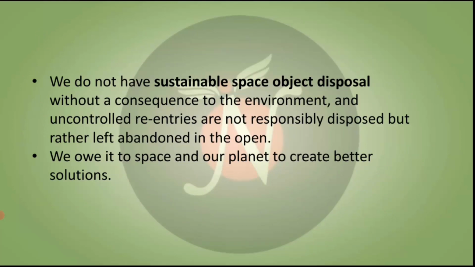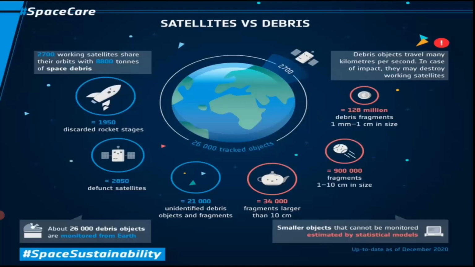We do not have sustainable space object disposal without a consequence to the environment, and uncontrolled re-entries are not responsibly disposed of but rather left abandoned in the open. We owe it to space and our planet to create better solutions. I have given you an illustration here to show you that there are currently 2700 working satellites with their 8800 tons of space debris. These debris can damage the satellites as well. There are 2850 dysfunctional satellites, and these are the different sizes of small debris.